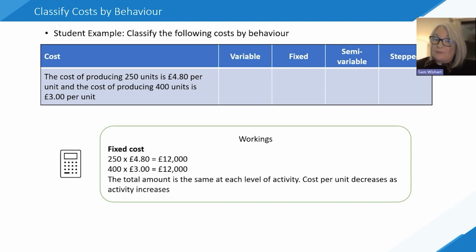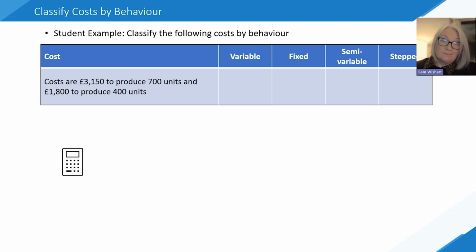So we can see there, if we multiply that out, that the total cost at each level is actually 12,000. So that tells us that this cost is indeed a fixed cost, as a couple of you have already identified. Well done. Total amount is the same at each level of activity, so the cost per unit is decreasing as activity increases.